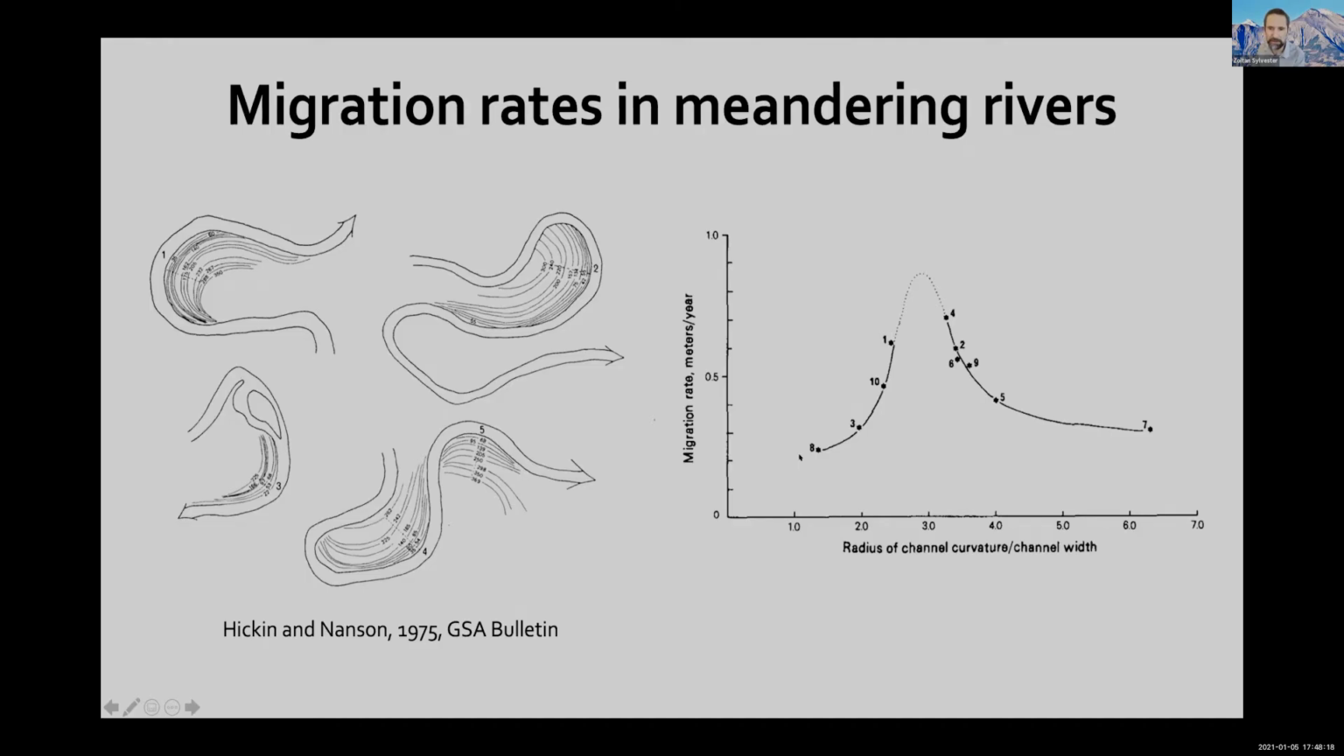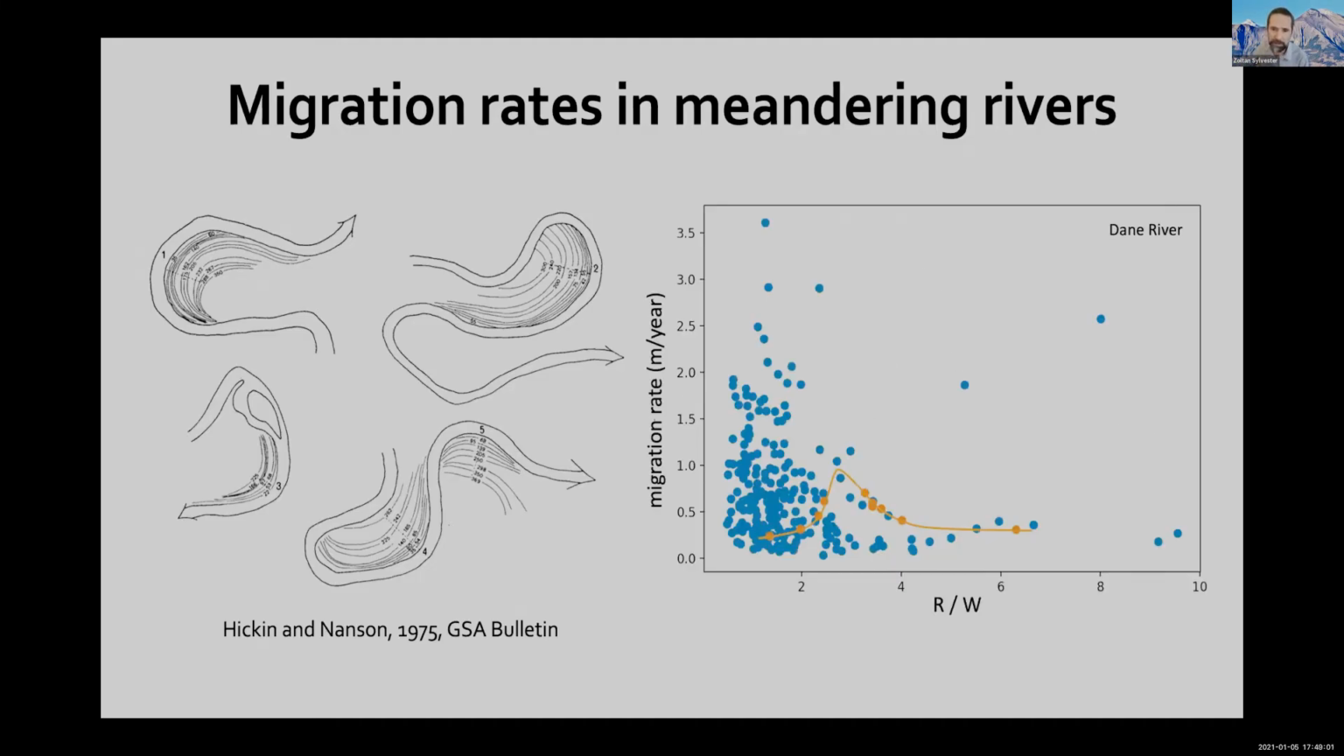And what they found is this distribution of points. They said it looks like in small, relatively sharp bends, the migration rate is low, and then it goes to a maximum somewhere over here. And then in large bends, which have large radii of curvature, it declines again. So it's a complex nonlinear relationship, and they found some good theoretical reasons why they thought this was an important result. Again, this is a highly influential paper with lots of good data and lots of pioneering concepts. And this plot has become a really popular one in fluvial geomorphology.